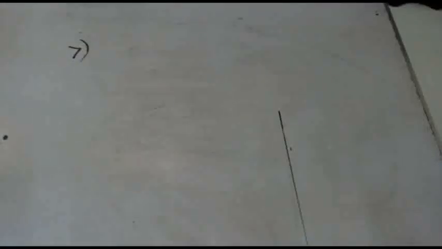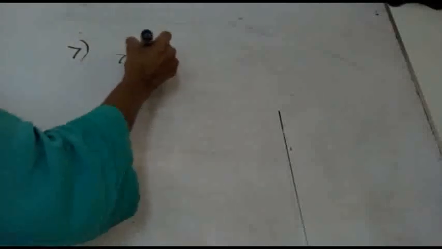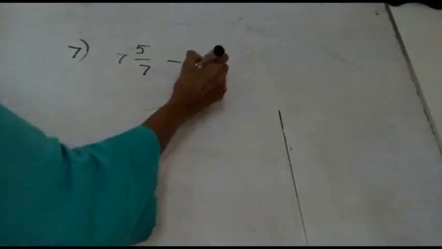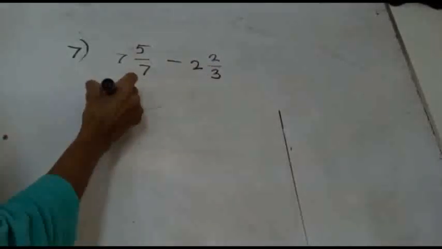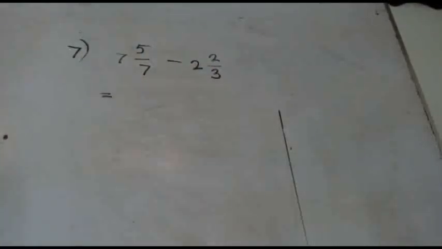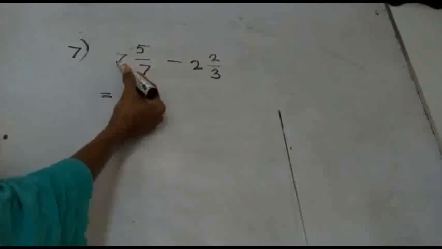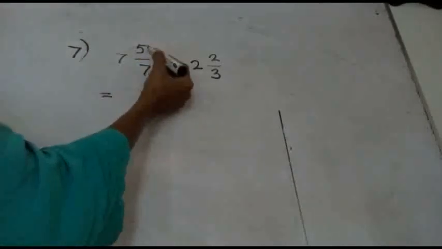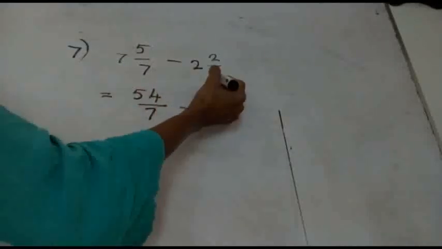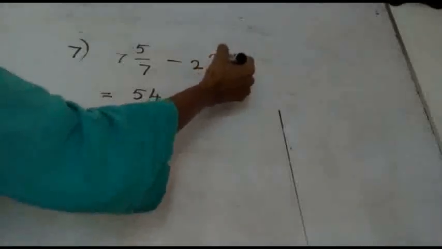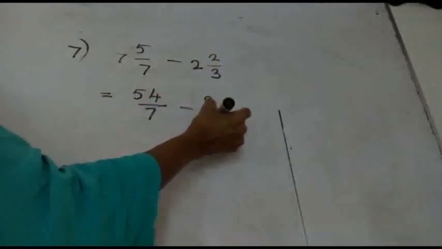Question number 7. 7 and 5 over 7 subtract 2 and 2 thirds. Here first we convert them into improper fractions. 7 times 7, 49. 49 plus 5, 54. Over 7, subtract. 3 times 2, 6. 6 plus 2, 8. 8 over 3.